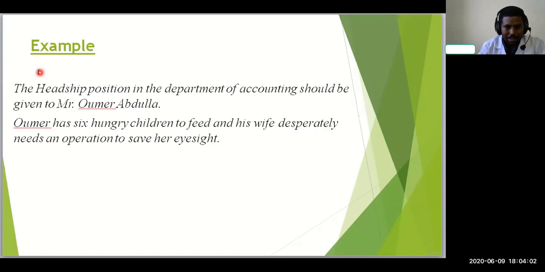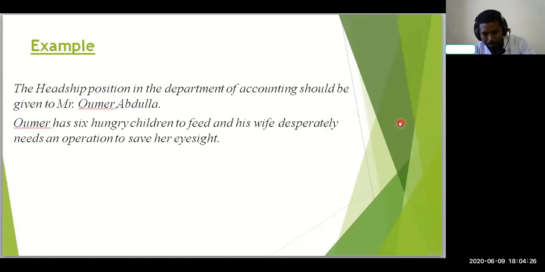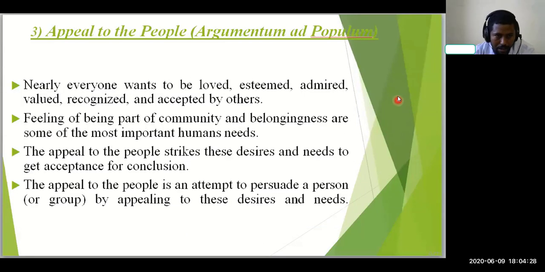But if the teacher wanted to collaborate or help the student, he may add them, but it's not ethically good. It's not ethically good. What the student tried to tell the teacher is a pity, a kind of begging. The third type of fallacy of relevance is appeal to people.